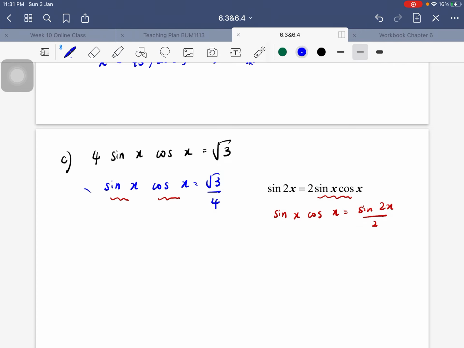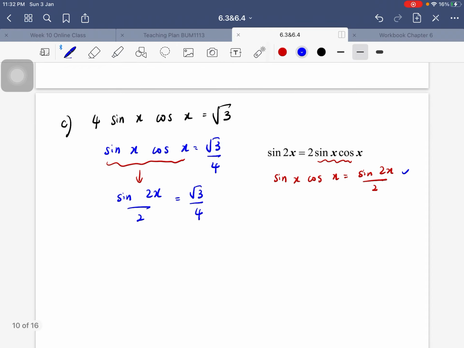I'm going to write that. According to what we have seen, I'll clear this first. This sine x cos x can actually be replaced by sine 2x over 2 by using this particular property right here, and that is going to equal square root 3 over 4. Now see what happened: instead of having sine being multiplied by cos, I only have one trigonometric function, which is sine 2x. That is good news.